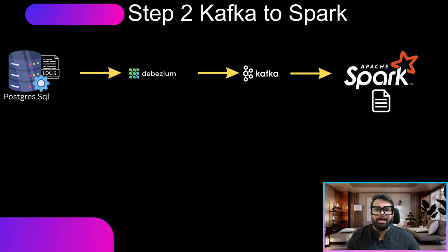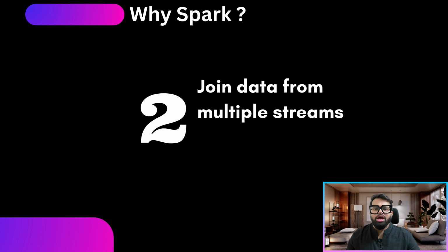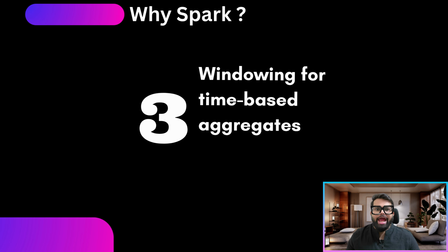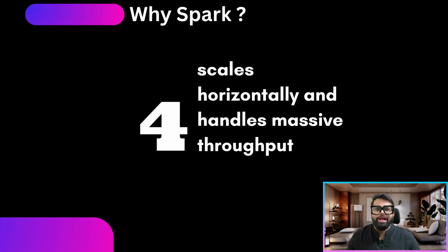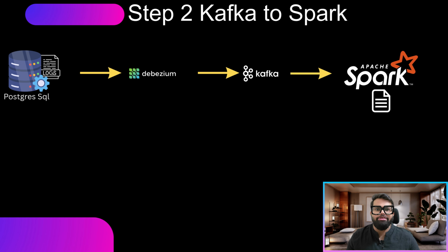So why do we use Spark? Spark is built for high-performance distributed stream processing. Join data from multiple streams, apply complex filters, or use windowing for time-based aggregation. It scales horizontally and handles massive throughput, all while giving you the flexibility of writing familiar SQL-like logic. So with Spark plugged into Kafka, you now have a powerful stream processor that can clean, enrich, and reshape your data in real time, setting the stage for loading into your data warehouse.